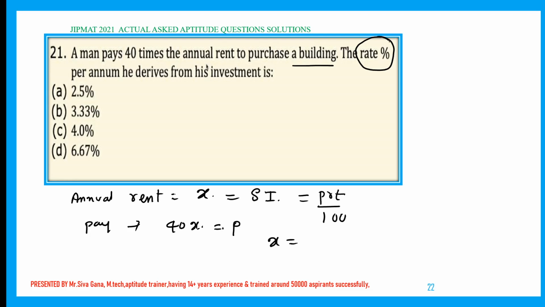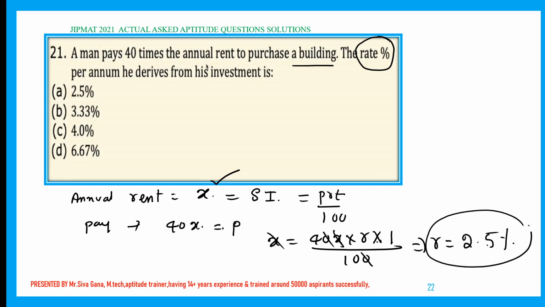X is equal to, principal is 40x. Rate of interest we need to calculate. This is for annual interest. Annual, which means 1 year. Divided by 100. 0, 0 gets cancelled. X gets cancelled. R is nothing but 10 by 4, 2.5%.